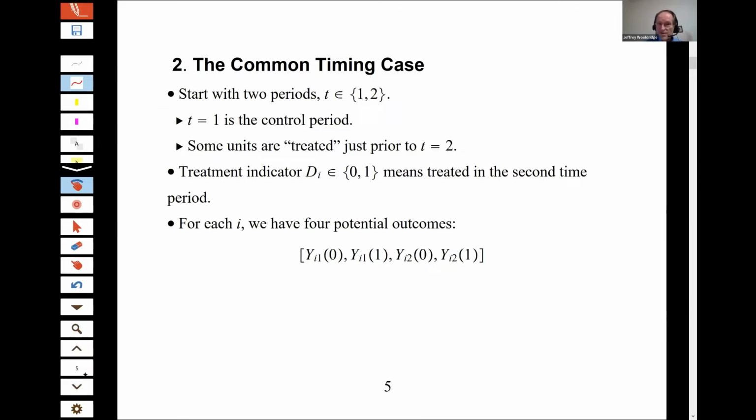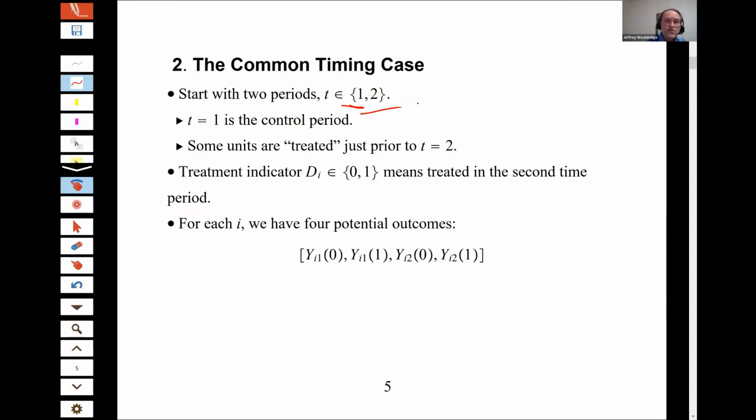And in fact, I want to start with the simplest version of the difference in differences setting, which is where we have two time periods. So the first time period, no units are subject to the intervention. And then by the second time period, some intervention has occurred, and then we measure the outcome.